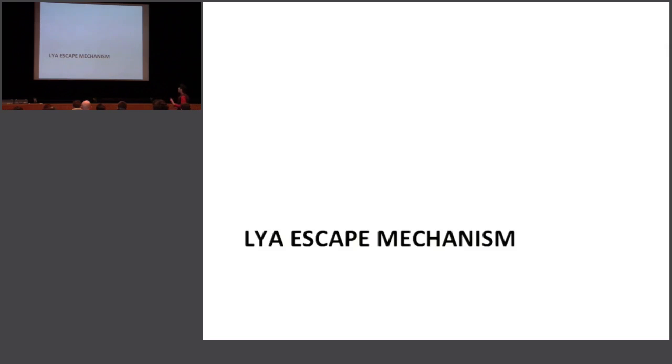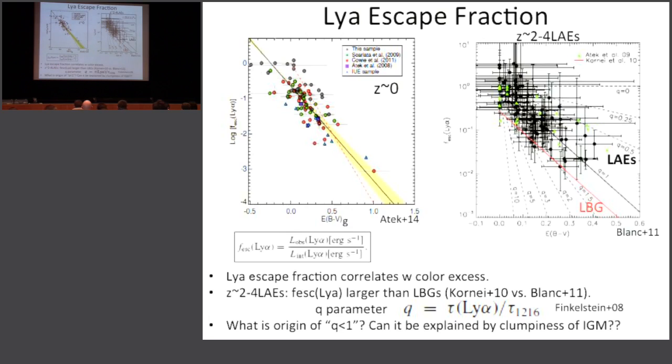Okay, let's start from the Lyman-alpha escape topic that I talked about many times. Again, this diagram shows the Lyman-alpha escape fraction as a function of the color excess or extinction. The Lyman-alpha escape fraction is defined as the observed Lyman-alpha divided by the intrinsic Lyman-alpha estimated from the H-alpha or UV luminosities. I just let you know it again.